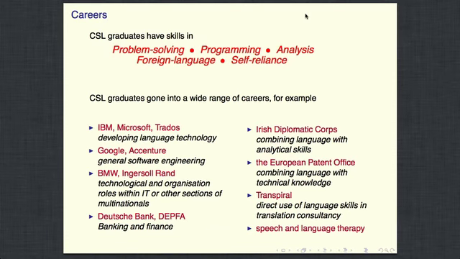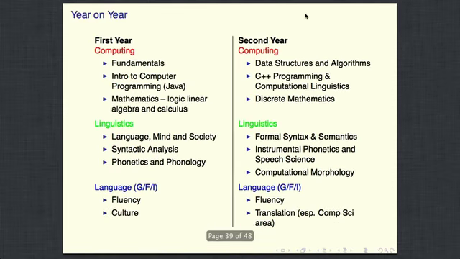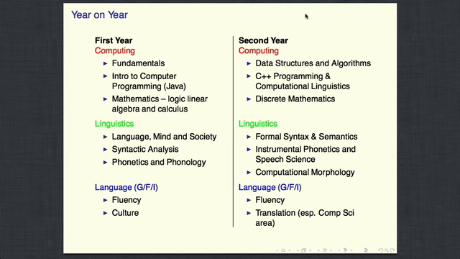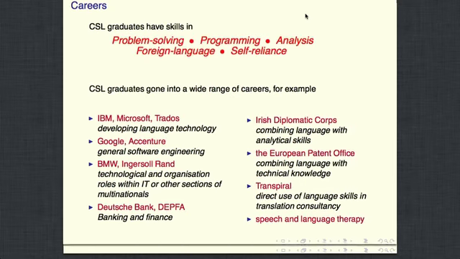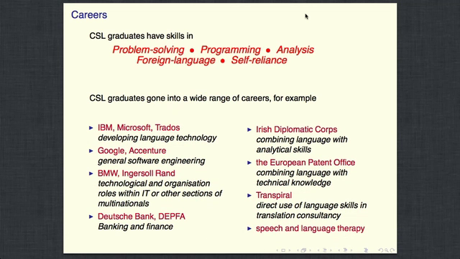And this is just an indicator of the different places people go. Sorry, let's go back on the slide here. I've got people doing language work, general software engineering. As I say, this is slightly harder to describe, but roles within multinationals. Again, this is people probably using the language and the technology. There's people who've gone to work for the European Patent Office doing that. People work with the Irish Diplomatic Corps using their language skill. Others have gone to do speech and language therapy. Others have gone on to do further research.